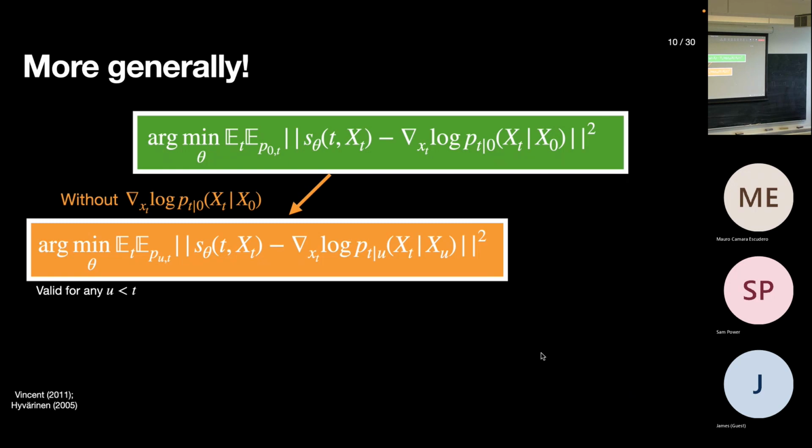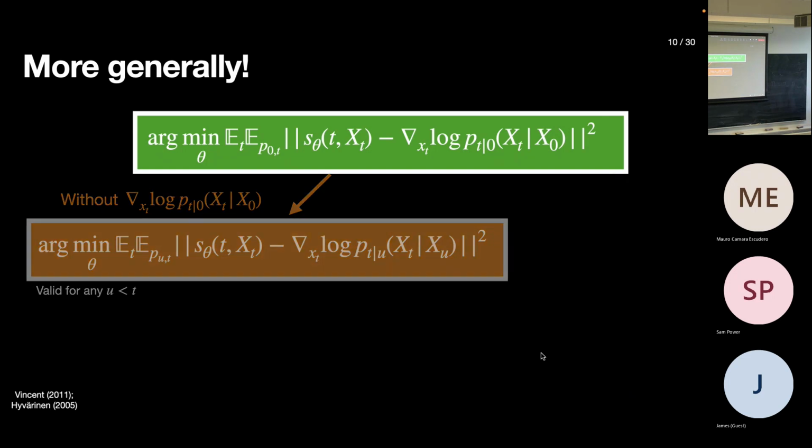So say your grad log is intractable from time 0 to time t. It's equivalent to, I mentioned before, any s or here u less than t. So if you can simulate up to time u and have this conditional log density, then this is the same. So that was the original proof, any time s less than t, or here u less than t.